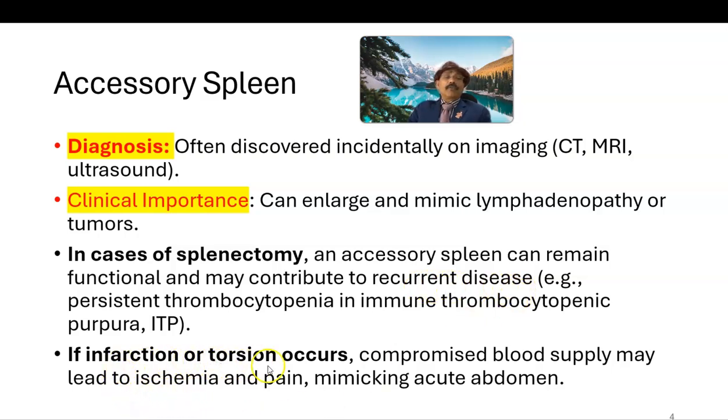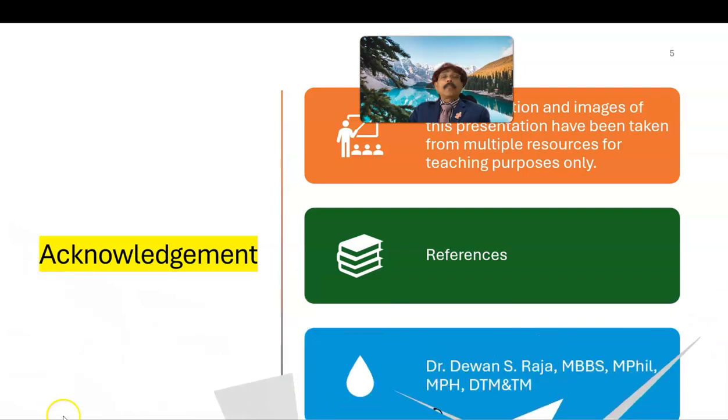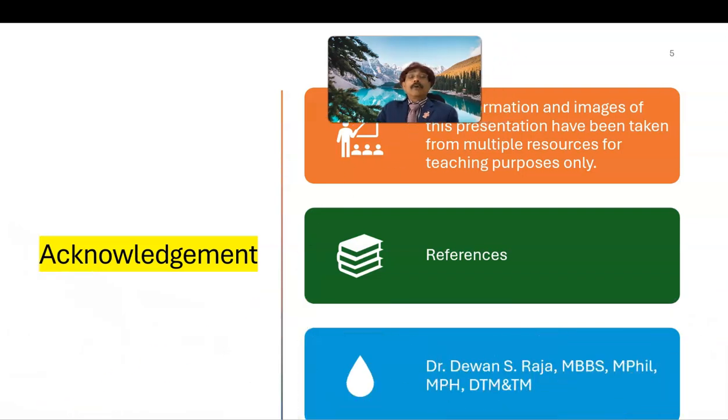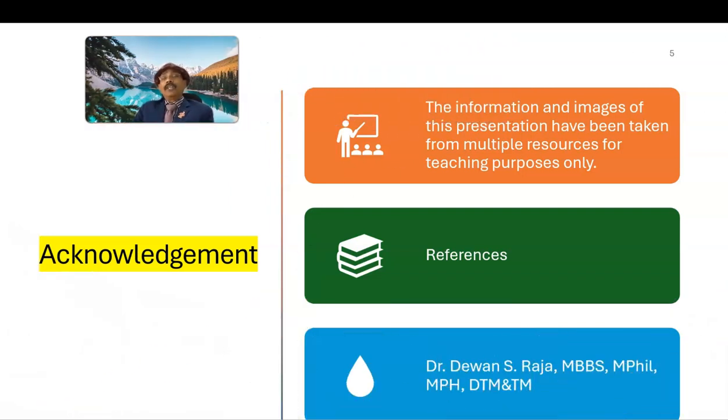If infarction or torsion occurs in the accessory spleen, compromised blood supply may lead to ischemia and pain, mimicking an acute abdomen. The patient will get acute abdominal pain because of infarction or torsion. And that's all about the accessory spleen, its clinical significance, its location, and its blood supply.